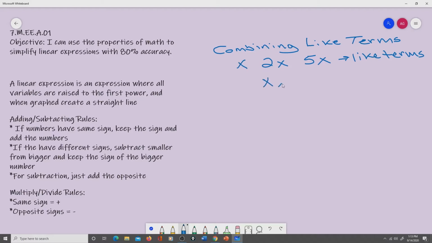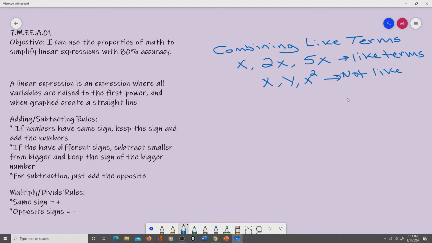Whereas x, y, x squared, these are not like terms. Okay, because these are different variables. This variable has a squared exponent, so that's not going to be the same as this, even though the variable's the same. So these are not like terms. So the first thing we got to remember is what like terms are versus not like terms. Okay, so that's really important.